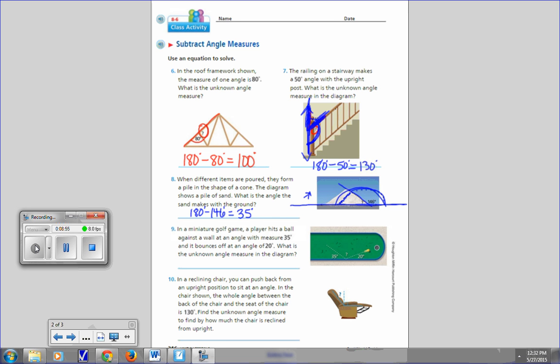In a miniature golf game, a player hits a ball against a wall at an angle with a measure of 35 degrees. So from here, this is the wall right here, this long line right here. So it hits into the wall at a 35-degree angle. It bounces off at an angle of 20 degrees. So right here is 20. Right here is 35. What is the unknown measure in the diagram? So the unknown measure it wants to know is that red one.